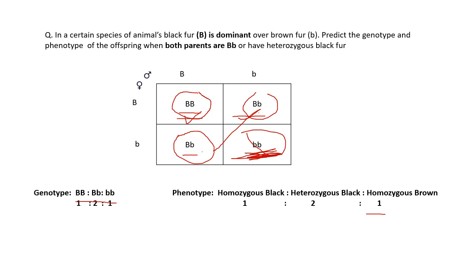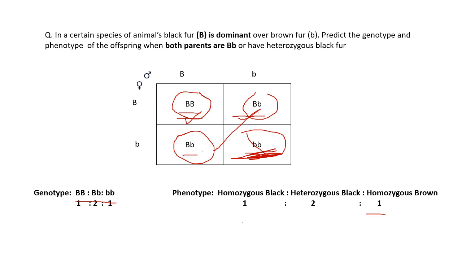So the answer is 1:2:1, out of which 1 is homozygous black, 2 are heterozygous black, and 1 is homozygous brown. The genotype ratio is 1:2:1, and the combination is capital B capital B, capital B small b, and small b small b. That's your answer.